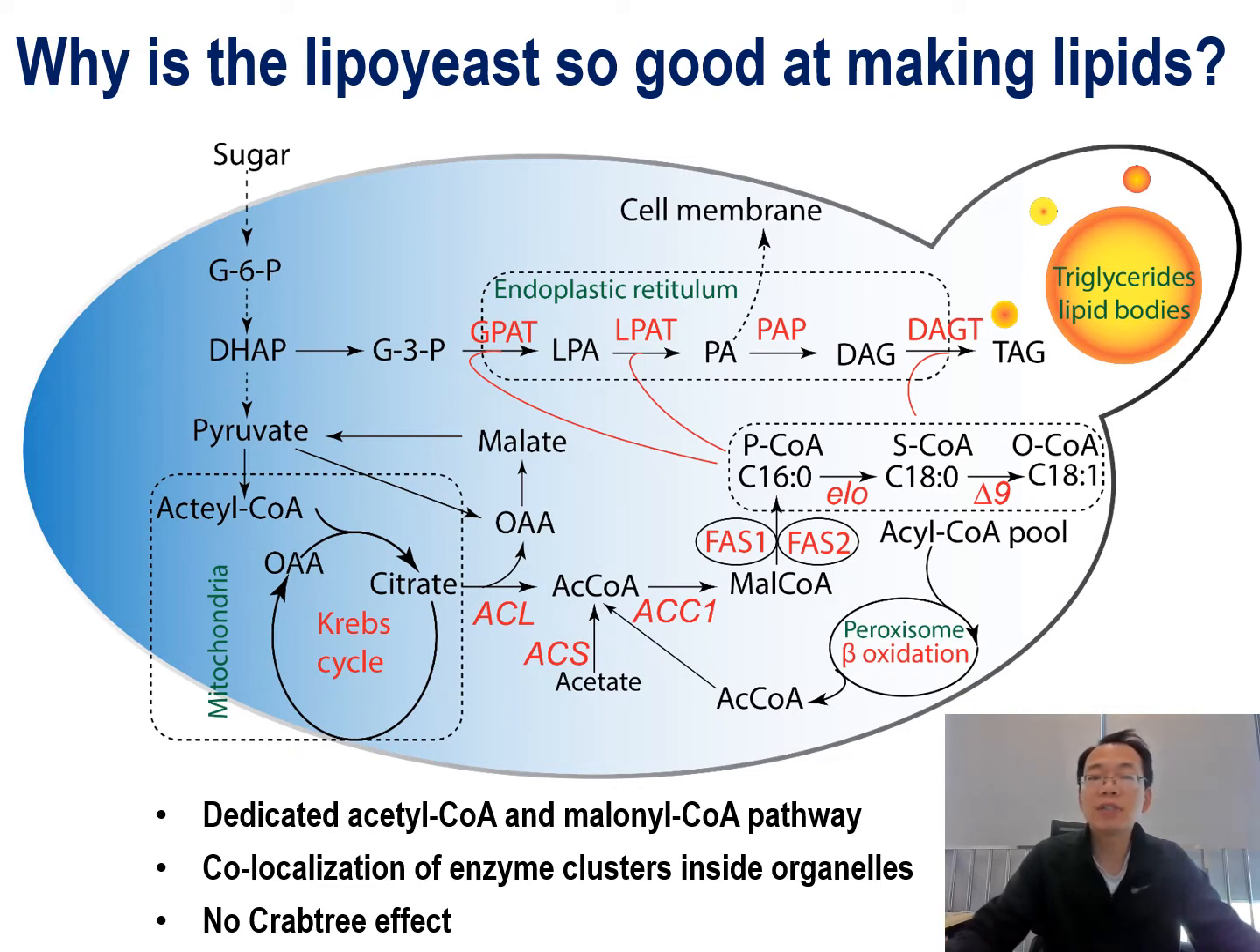So they can very efficiently channel the precursors, the acyl-CoAs, all the way to the DAG, the diacylglycerol, and the triacylglycerol, at the interface between the ER and peroxisome. They can facilitate the mass transfer and the lipid particle aggregation very efficiently. Another nice thing about this yeast, there's no Crabtree effect. If you feed the yeast with a large amount of glucose, they won't make ethanol at all. They will just make lipids like crazy. This is the nice thing about this yeast. That's why we call it a lipo yeast.